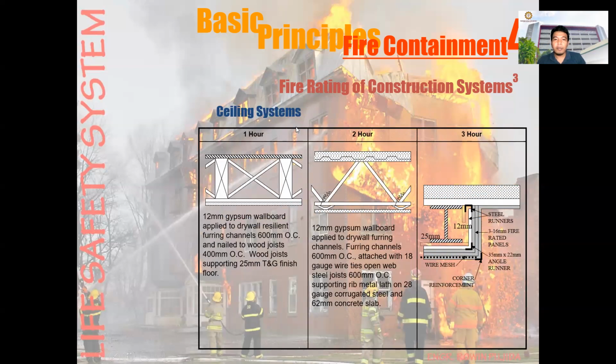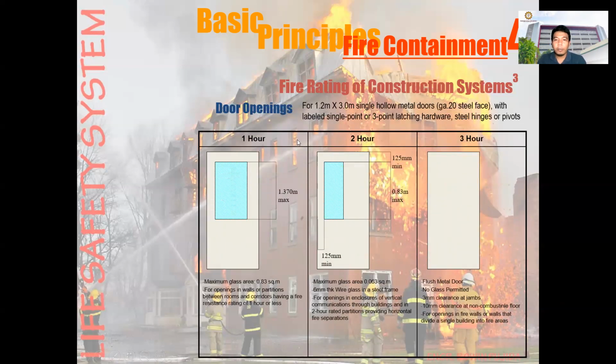So for the ceiling system, you have 12 mm gypsum board, that is 1 hour. And then 12 mm board applied to drywall, this one is 2 hours. And then you have steel runners, and I think an I-beam. So that's 3 hours. You have maybe downloaded a copy of this slide. You just go through this slide.